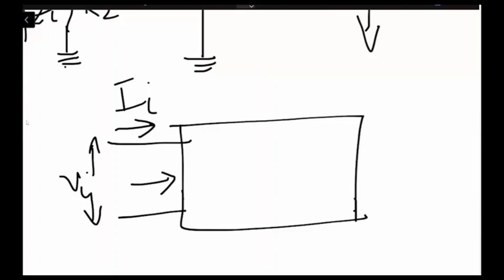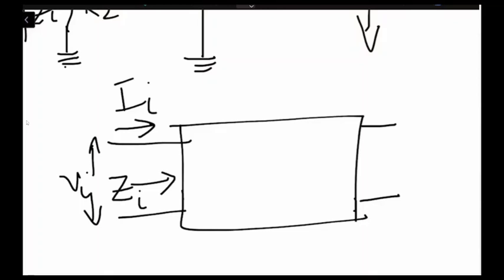Okay. So what we are looking at is a system which has two input ports and two output ports. We have the current flowing into the system as Ii, and the voltage applied between the two input ports is Vi. When looking into the system, we see an input impedance Zi.